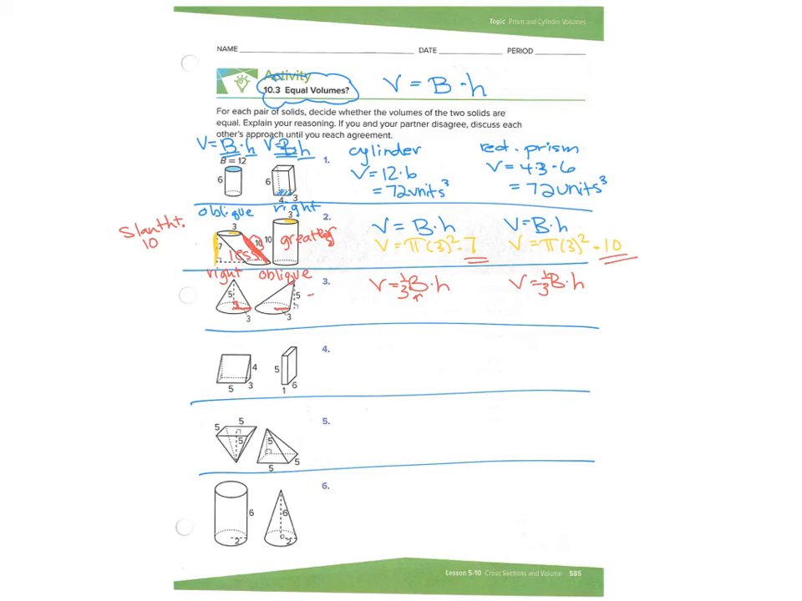However, if you look at the heights, my actual height from the top of my oblique cone to where my base is sitting is 5. The height of my right cone from the top of it to where my base is also 5. So this one will have the same volume because my base areas are the same and my heights are the same and the formula for the volume is the same. And so these would have the same volume, unlike number 3. We'll talk about 4, 5, and 6 in class.